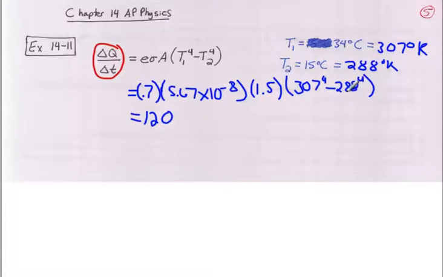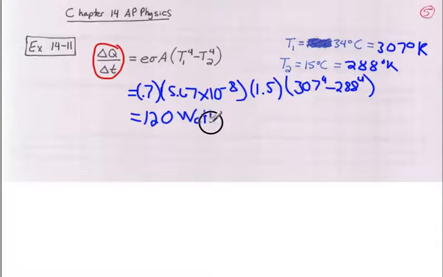You could keep track of all the units: these are degrees Kelvin, this is meters squared, this has some kind of funky unit, and emissivity is unitless, excuse me. But basically, let's think about what this is. This represents a rate of heat over a rate of time. So that's like change in heat over time. What is heat, though? We said heat is energy. So this is like energy over time. What's energy over time? Power. So this is watts.